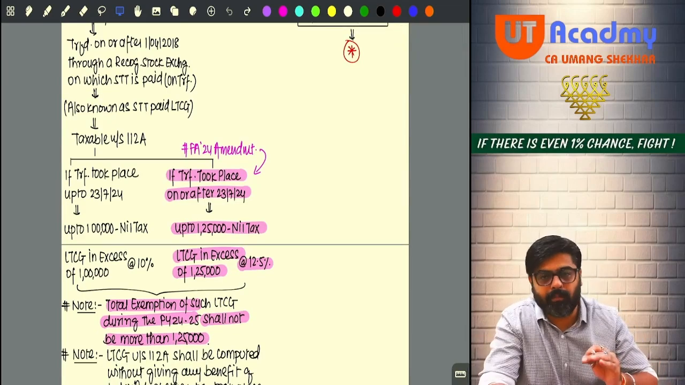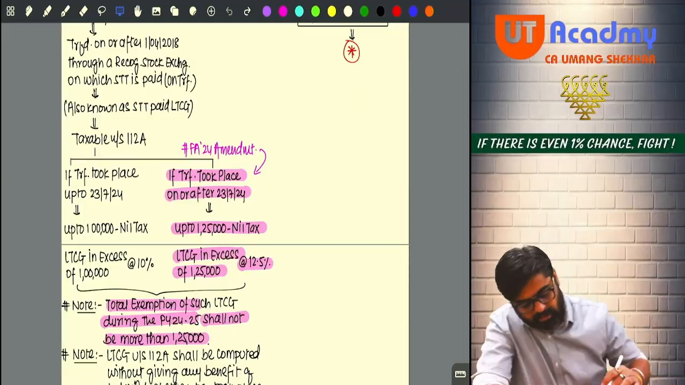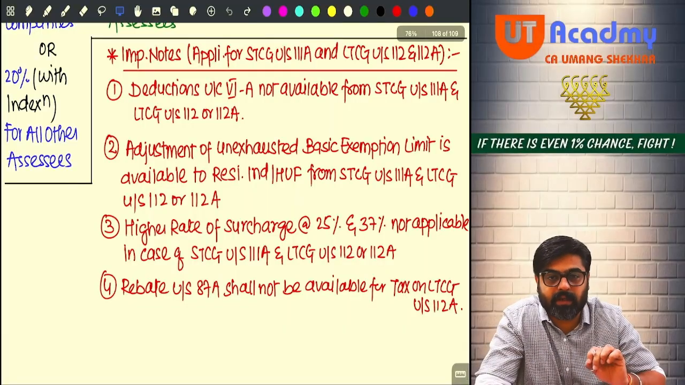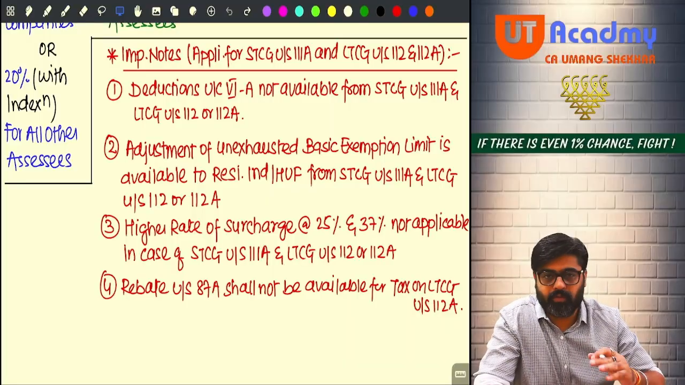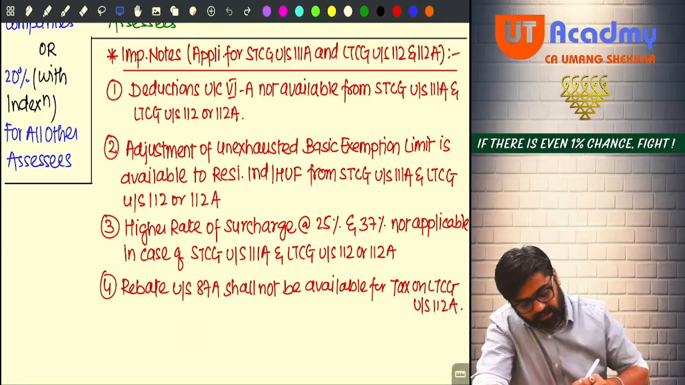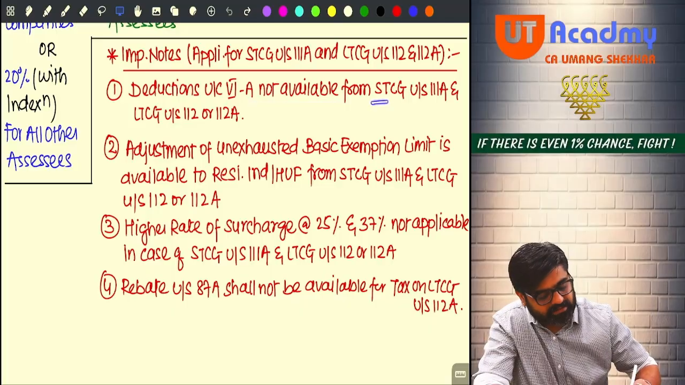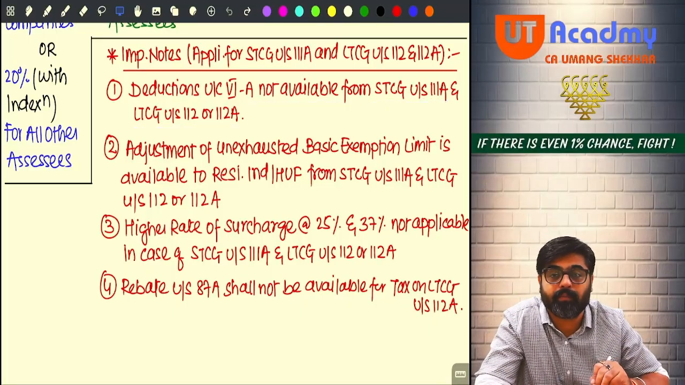Now two or three important things which we should keep in mind. Number one, see your Chapter 6A deductions which are available to you. Chapter 6A deductions, 80C to 80U deductions, which we generally claim from our GTI. Those Chapter 6A deductions are not available from STCG under section 111A, LTCG 112 and 112A.